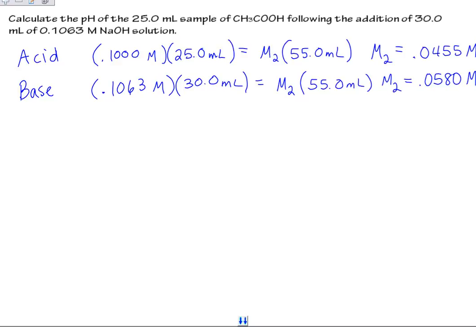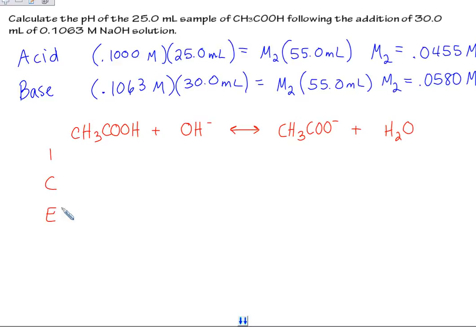Let's set it up. Weak acid, CH3COOH, plus the hydroxide from the strong base. We're going to rip off a hydrogen, so we'll be left with the acetate ion and water. Okay, so let's see what we got. Ice table. We'll plug in our new molarities. Since we joined volumes, they'll change just a little bit. 0.0455, 0.0580. And initially, no products.